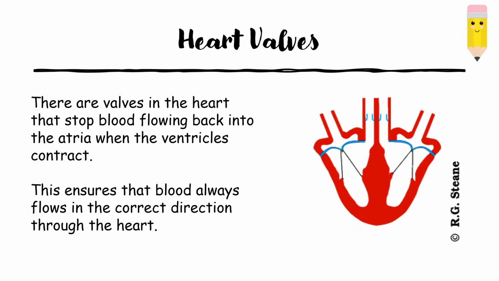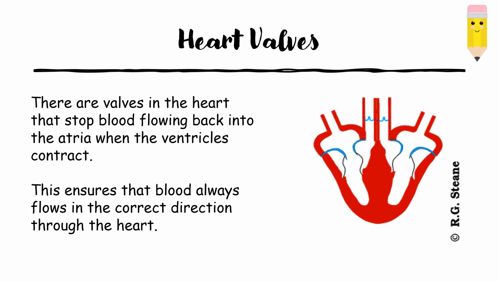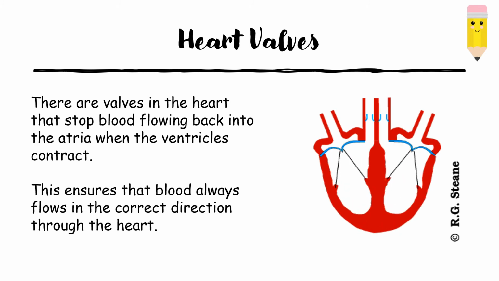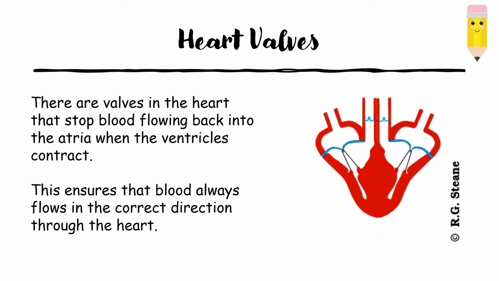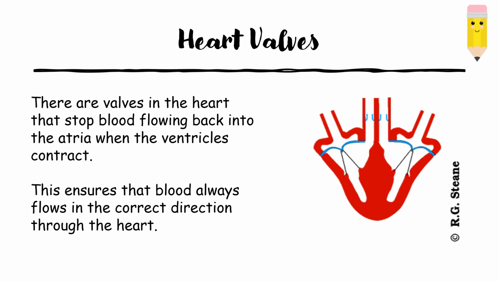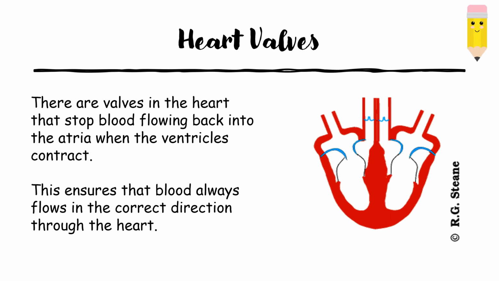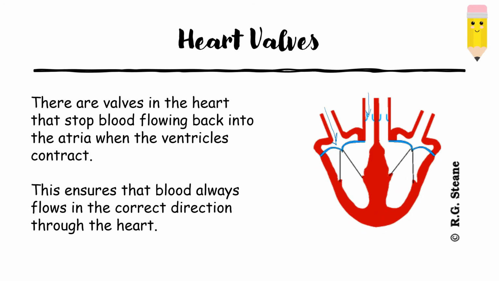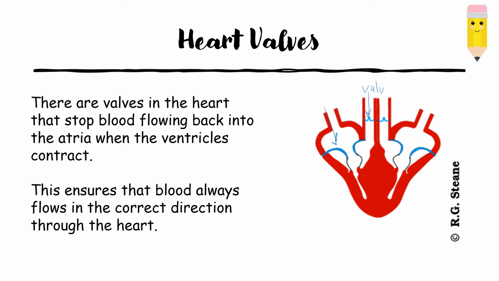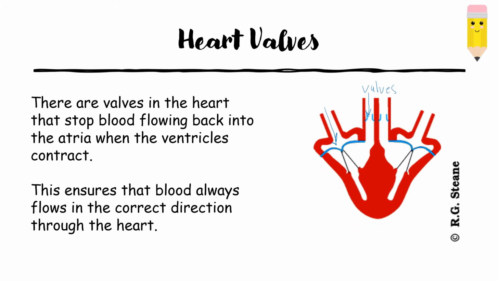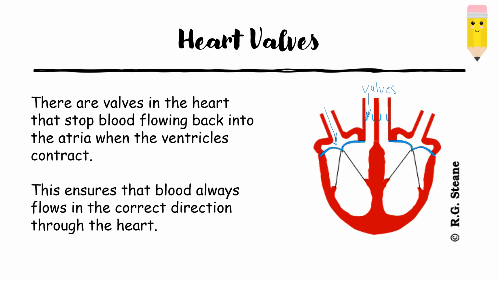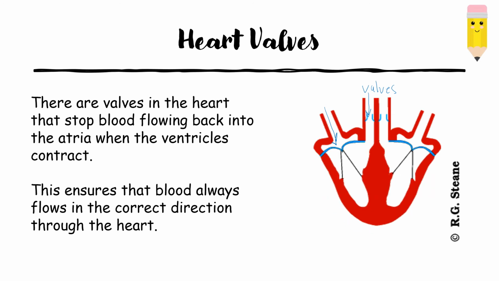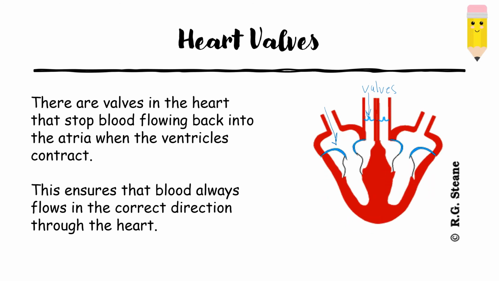In your jotter, take the new subheading heart valves. The heart has valves that stop blood flowing back into the atria when the ventricles contract. On the diagram over here, we can see that the valves are these blue bits here and here. Okay, so these are our valves. So they close between the atria and the ventricles to stop the backflow of blood. Now that ensures that blood always flows in the correct direction through the heart.